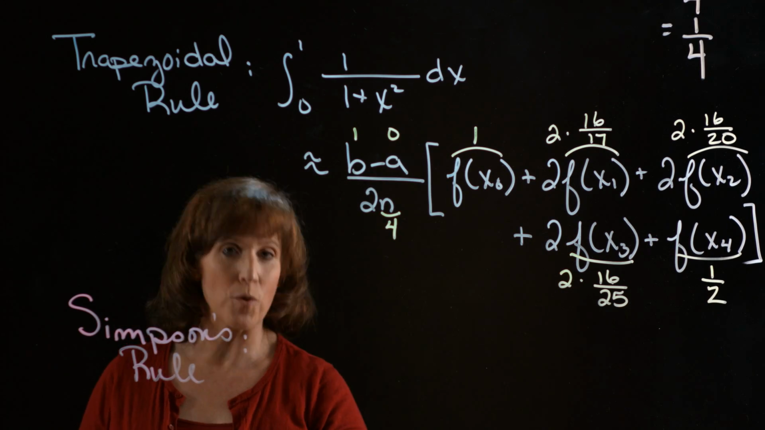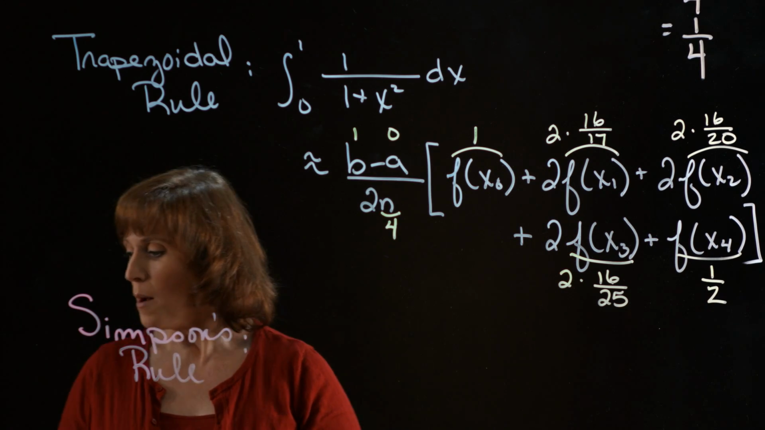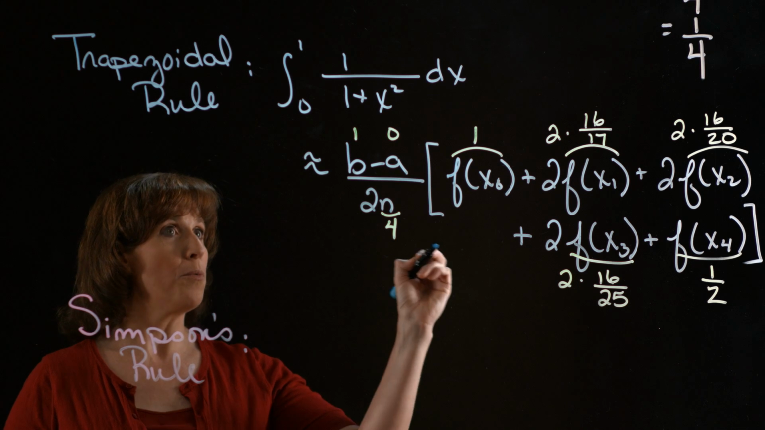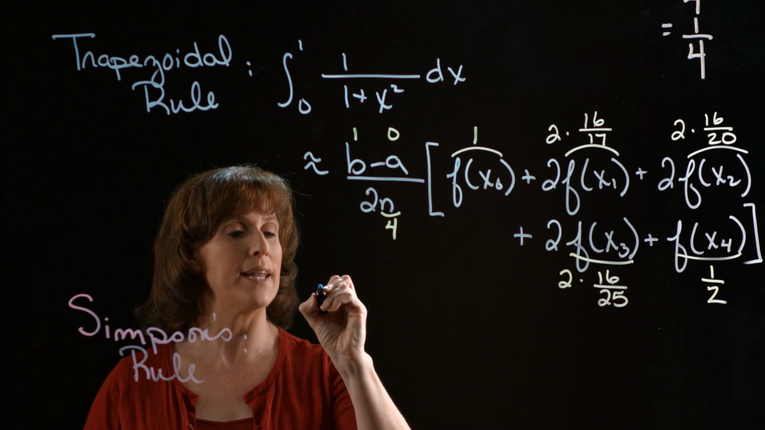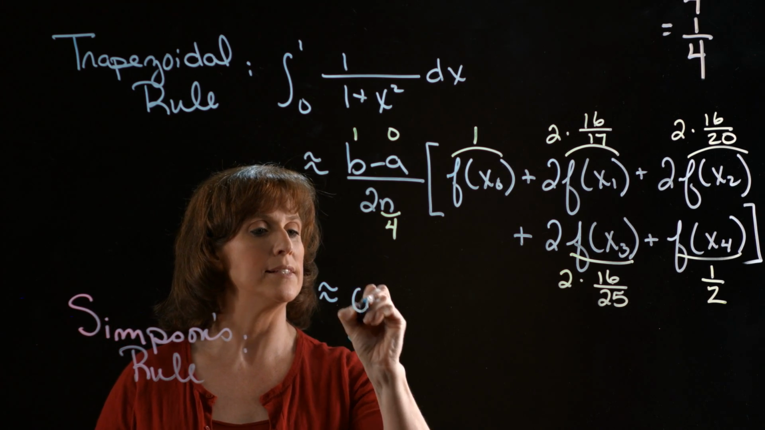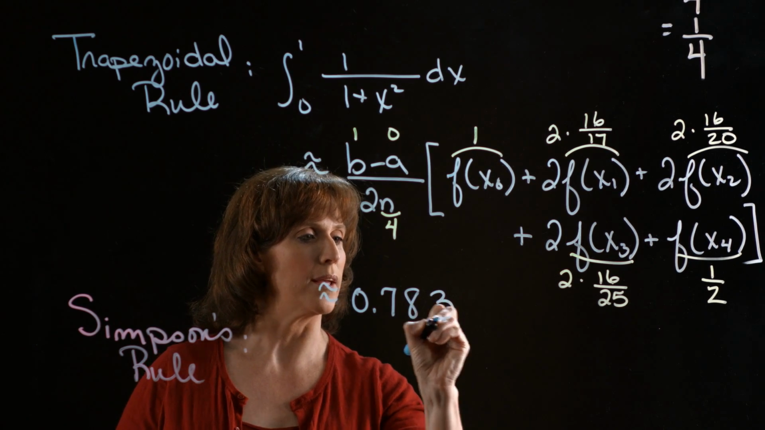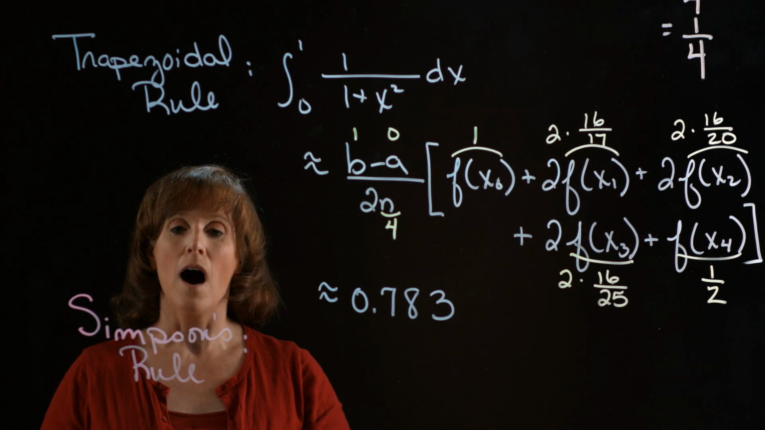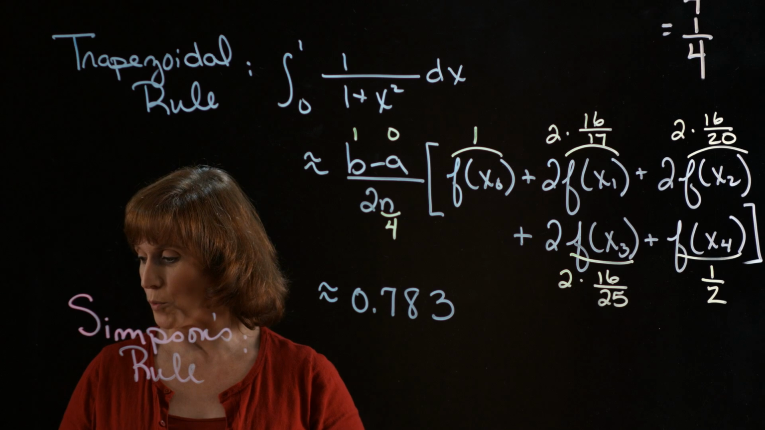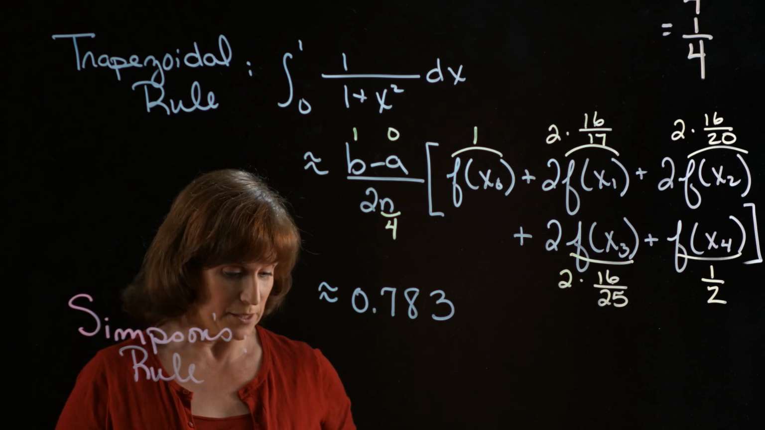Now, at this point, we're going to have a bit of number crunching to do. But when you get this all entered into your calculator, you're going to end up with approximately 0.783. All right, that's the trapezoidal rule. Now we're going to move on to Simpson's rule.